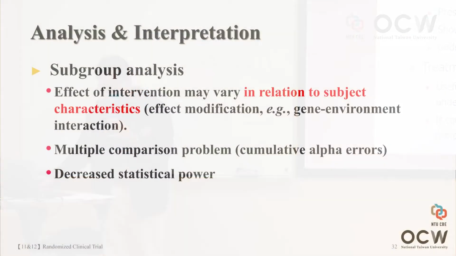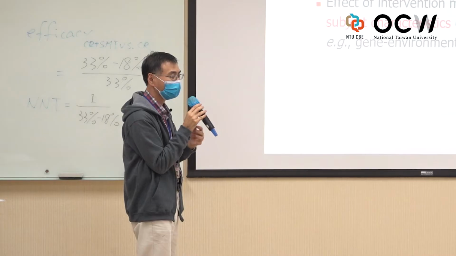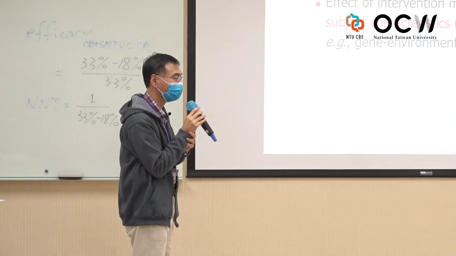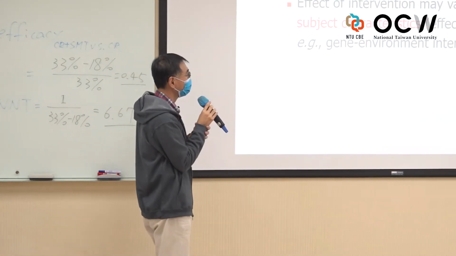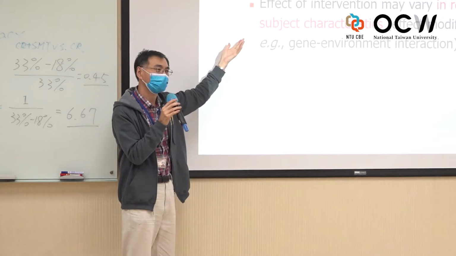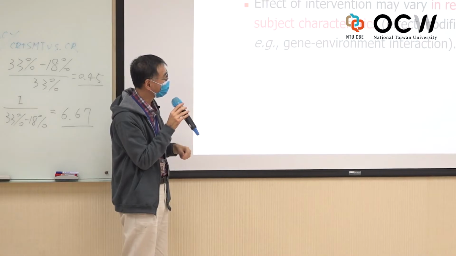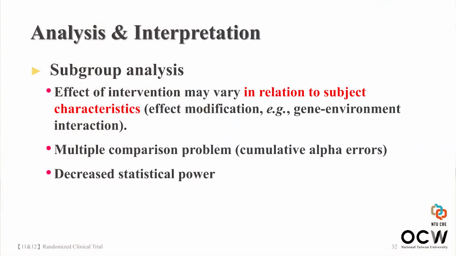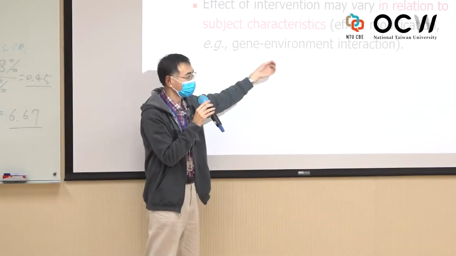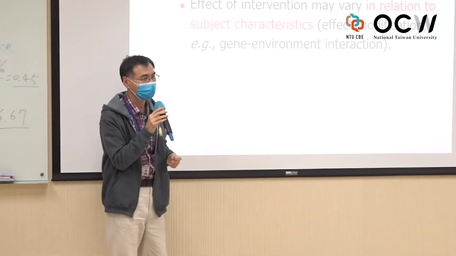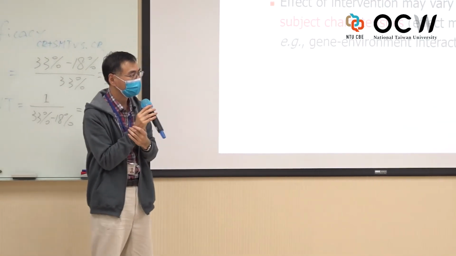Very, very important. Or you can perform a subgroup analysis to detect the effect of intervention in relation to subject characteristics. Remember in the class on confounding and effect modification, we call it effect modification, right? So maybe the medication doesn't work for females, but works for males. That is a perfect situation for effect modification. Or the other example is gene-environment interaction. The effect of the exposure from the environment could be modified by genetic characteristics. Okay, so that's the purpose of subgroup analysis.